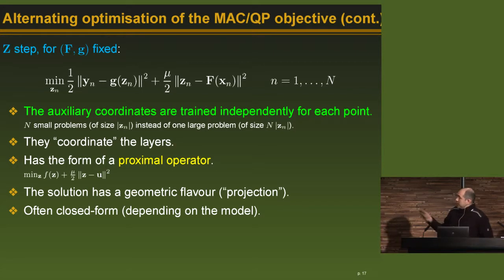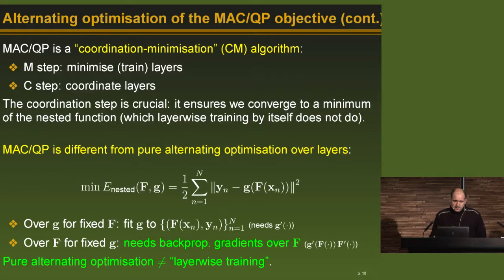And if you look at the form of the function that you have to optimize here, you would recognize that it looks like a proximal operator, only that generally it is a non-convex proximal operator, because this G function here could be anything. The solution usually has the form of some kind of projection. And it depends heavily on the model, the form of the function G there.